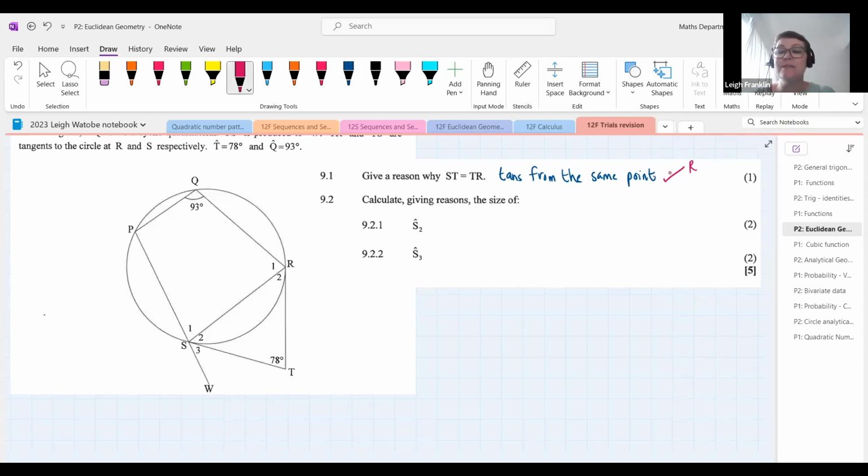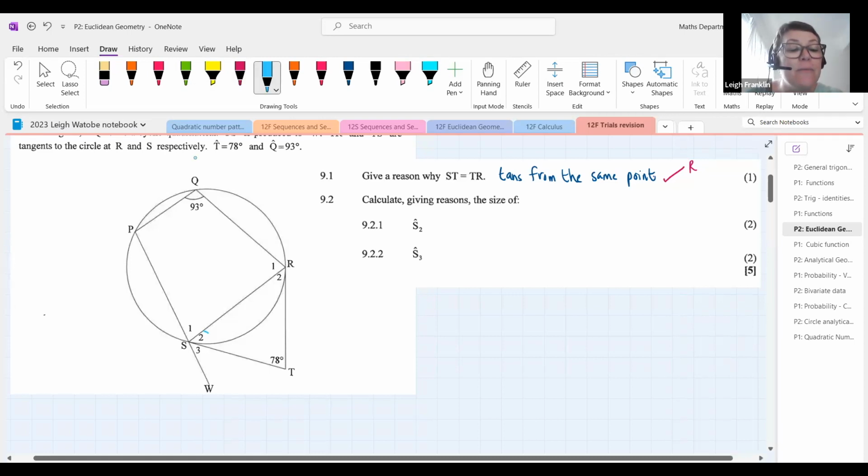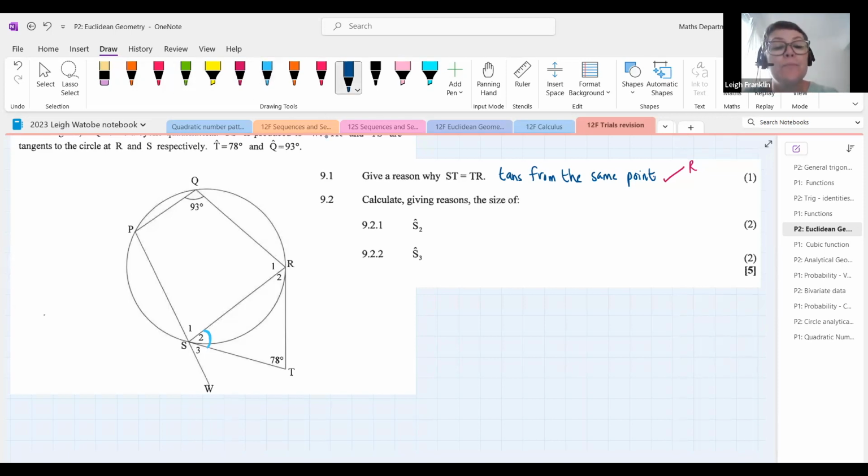Okay, now on to 9.2.1. Calculate giving reasons the size of, and these are both out of 2, so they shouldn't be too difficult to work out. First of all, they want the size of S2. So S2 is down here. Can anybody tell me what they think we need to do in order to work out S2 and to make sure that we get both of those marks? What must we do now? What's our starting point with calculating the size of S2?